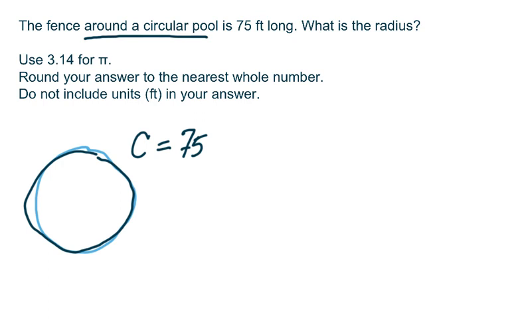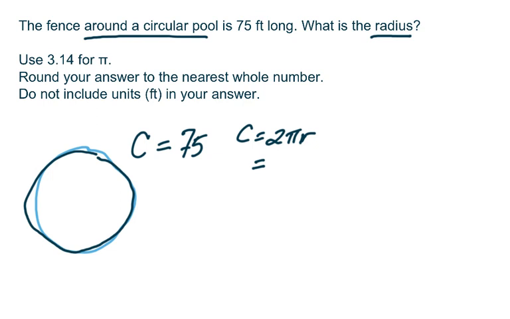There are two circumference formulas. So I'm going to use the one that involves radius because I'm being asked to find the radius. So I'm going to use circumference equals 2 pi r for my work. Now from here, once I've identified the formula I'm going to use, I'm going to substitute in the values.